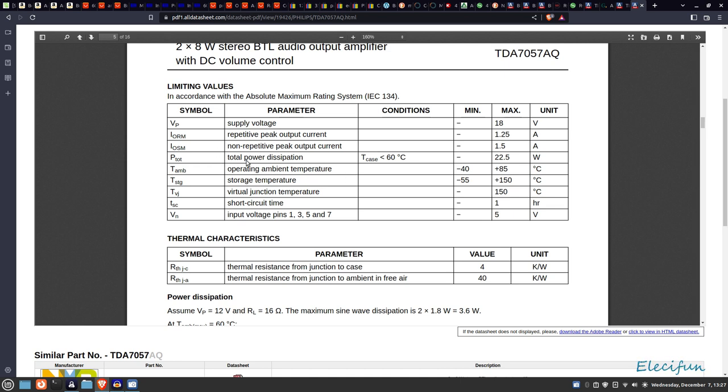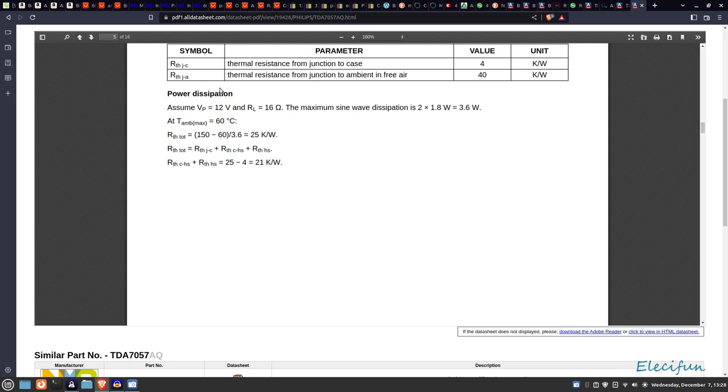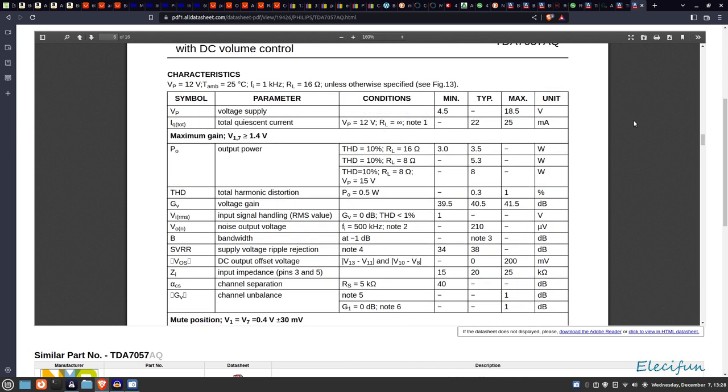Well, the total power dissipation on this, and that's total, with the thermostat in the case less than 60 C, is 22.5 watts. So we're not anywhere near. Power dissipation: assume VP equals 12 volts, and the load equals 16 ohms, which is the least current consuming load. The maximum sine wave dissipation is 2 times 1.8 watts, equaling 3.6 watts. So there's no way on this earth that this is going to be able to deal with 400 watts. And it's not going to do 20 watts per channel either.